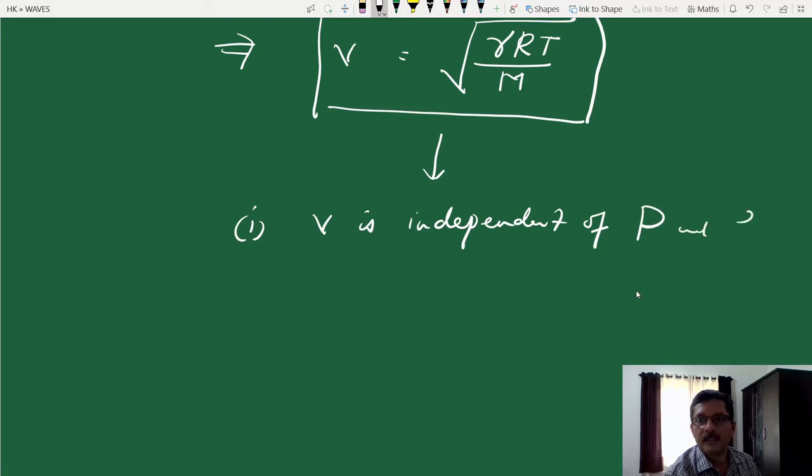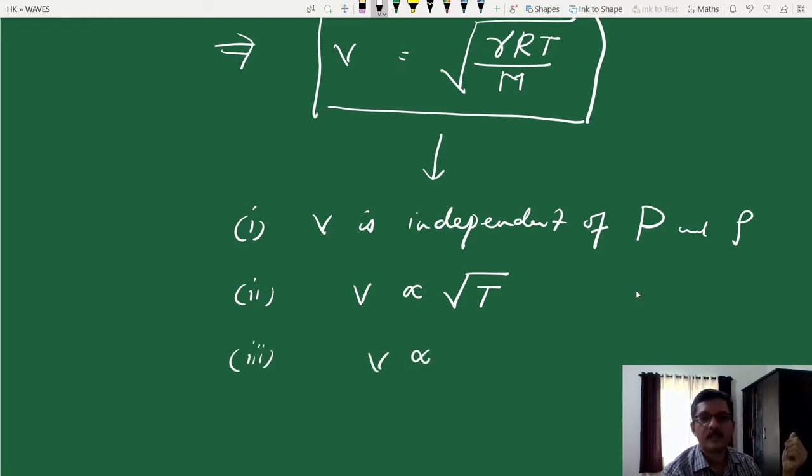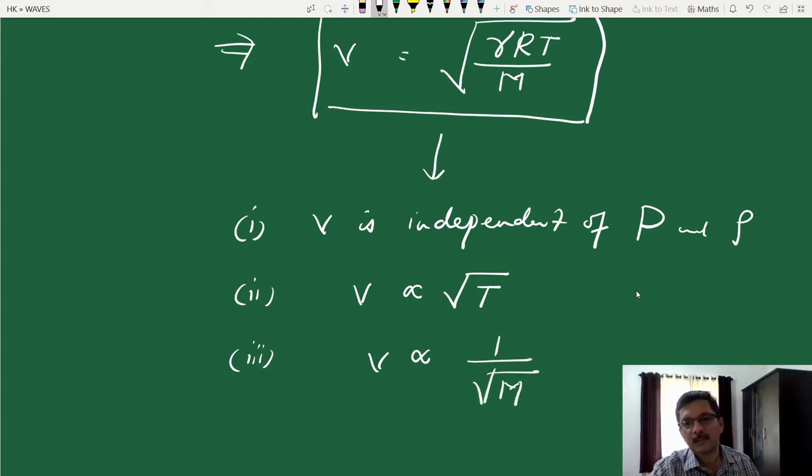pressure and density. Secondly, we can see that speed is directly proportional to the square root of temperature. So if absolute temperature increases, speed increases, and speed is inversely proportional to the molecular mass. So the heavier the gas, if the molecular mass is higher, then the speed will be less. Gamma and R are two constants. So these are the various factors on which the speed of sound in a gas column depends.